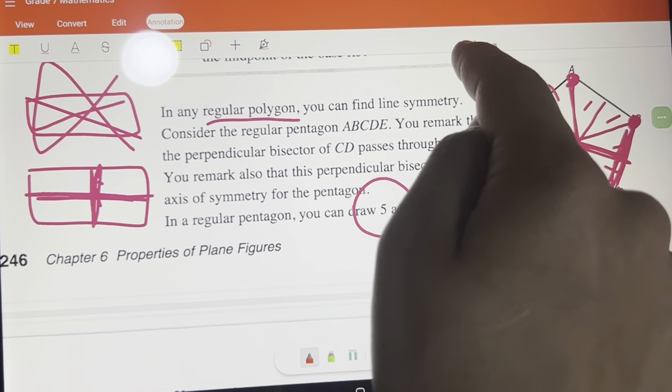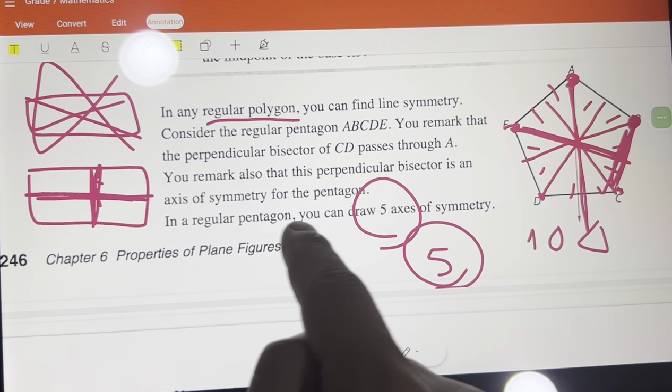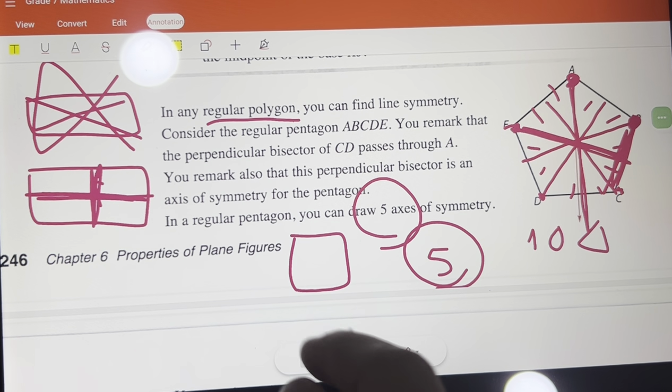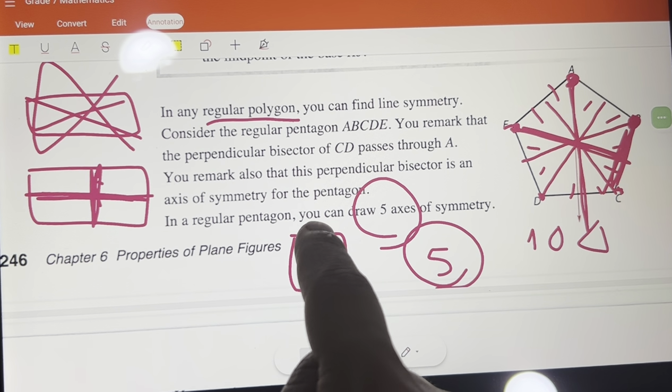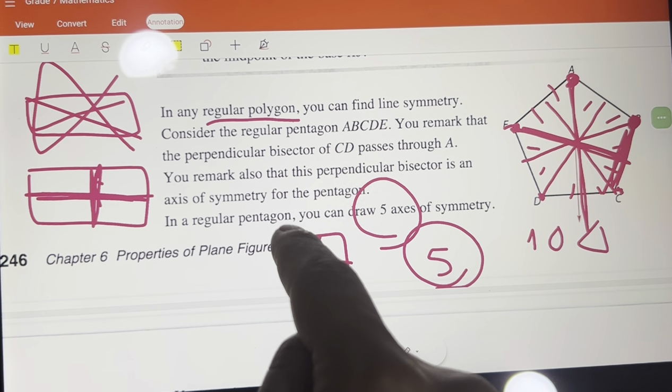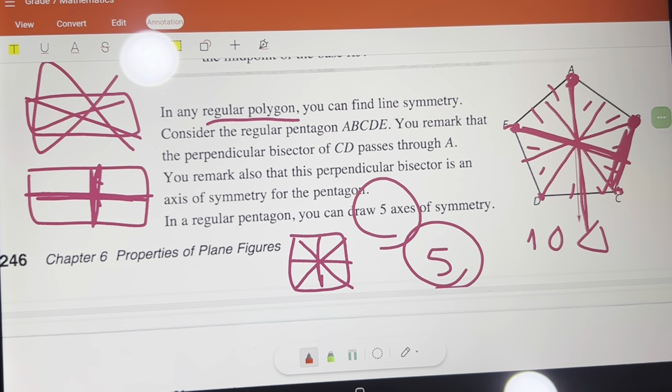Also, we have a square. A square has 4 lines of symmetry, 4 axes of symmetry, because a square has all sides congruent to each other. So like this, I'll get 8 triangles and 4 lines of symmetry.